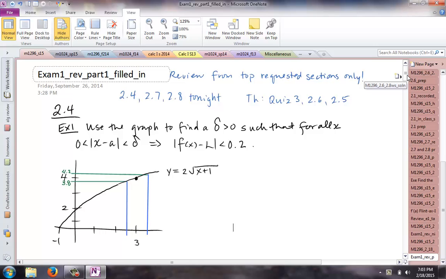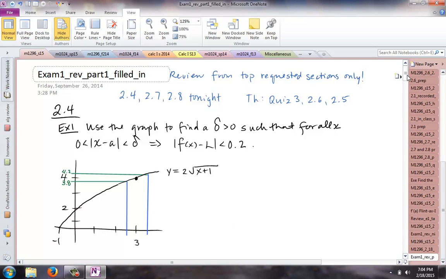that section. This first one, we're given a graph, and it is annotated maybe a little bit. It says use the graph to find a delta greater than 0 such that for all x, the absolute value of x minus a is strictly between 0 and delta implies that the absolute value of f of x minus L is less than 0.2. All right, so the function here is labeled. That black line is the function y is equal to 2 times the square root of x plus 1. So we have that information too.